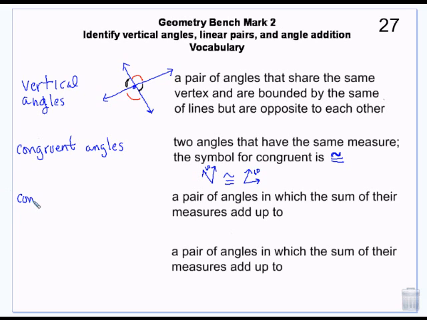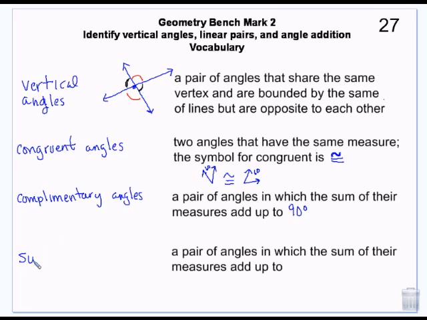Then we have complementary angles. Complementary angles add up to 90 degrees. A good way to remember this is if somebody compliments you, they are right. Complementary, right angle. So if somebody compliments you, they are right.